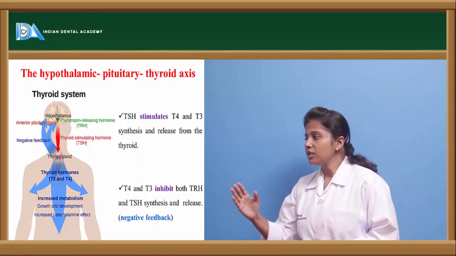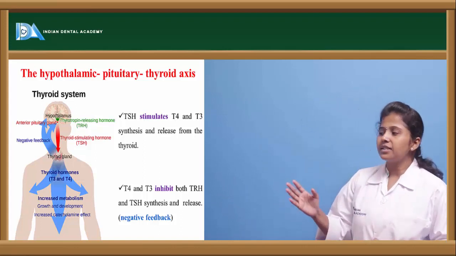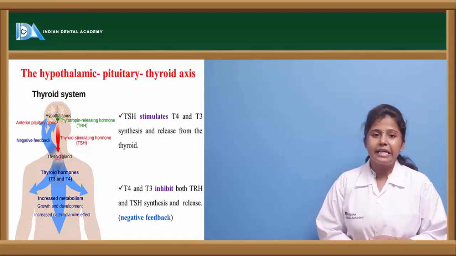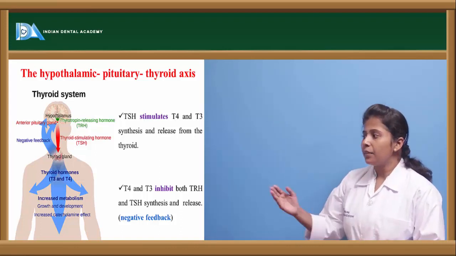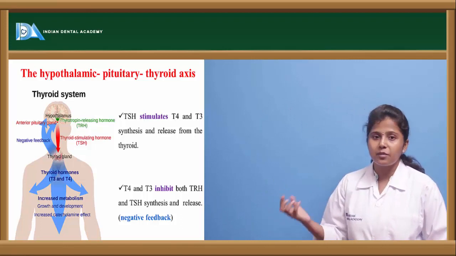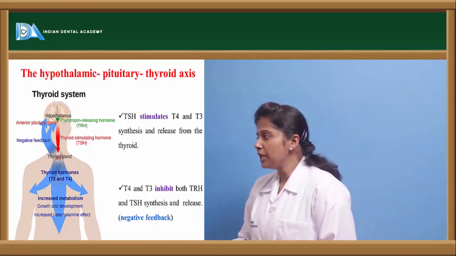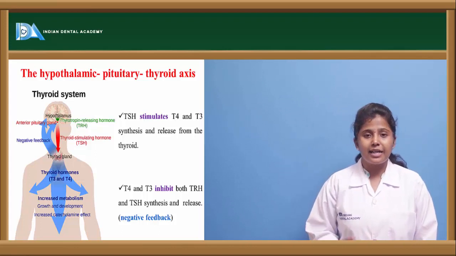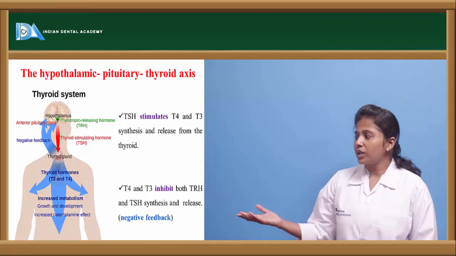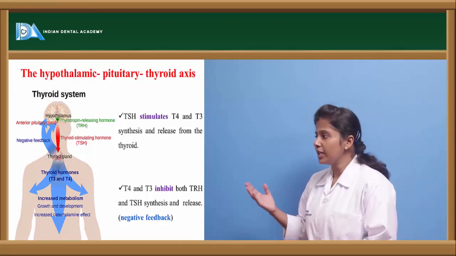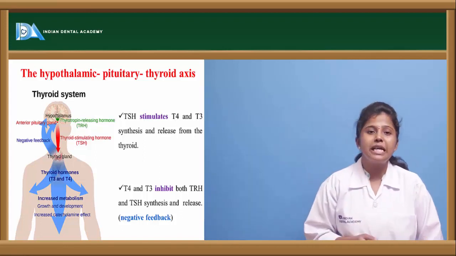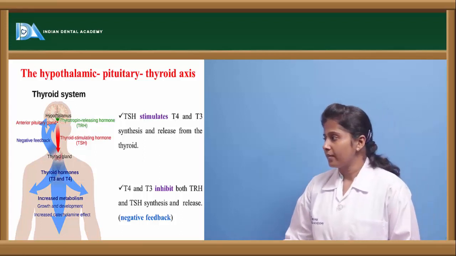On stimulation, the hypothalamus secretes thyrotropin releasing hormone, which aids in the stimulation of the thyroid gland by causing secretion of thyroid stimulating hormone. So the thyrotropin releasing hormone stimulates thyroid stimulating hormone, which stimulates the thyroid gland, aiding in the release of the thyroid hormones T4 and T3. And T4 and T3 inhibit both the thyrotropin releasing hormone and the thyroid stimulating hormone, showing negative feedback.